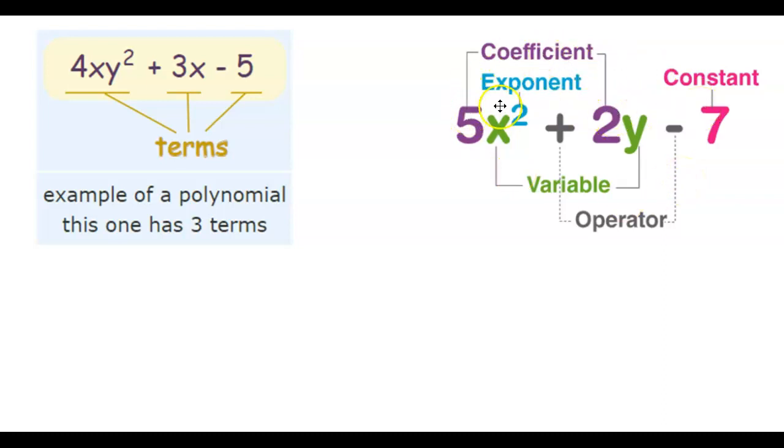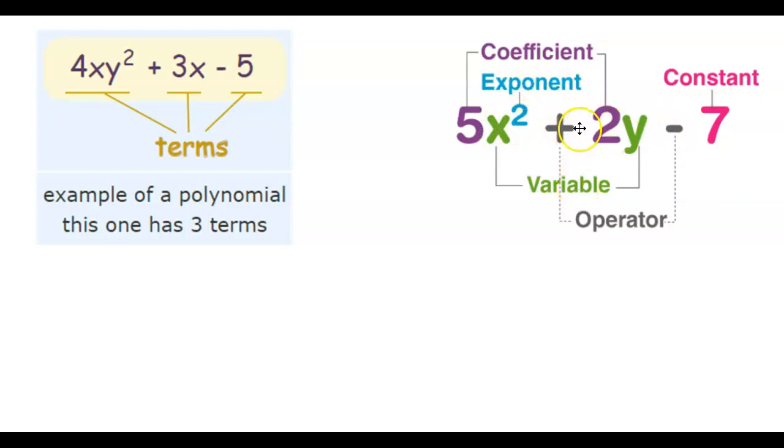These purple values are the coefficients. They're coefficients because they're being multiplied by variables. These green letters are variables. They're letters that stand for a value that we don't know at this time, so we call them variables. The exponent is a number on the top right of a variable or a constant or a coefficient that tells you to multiply it by itself that many times. So for example, x squared means x times x, so that's an exponent.